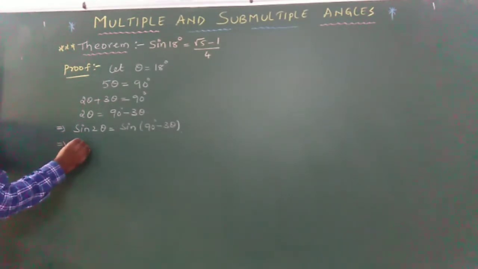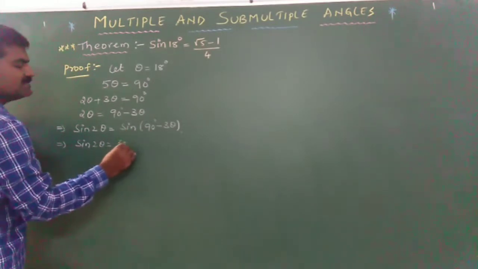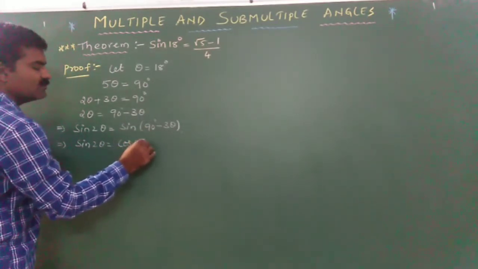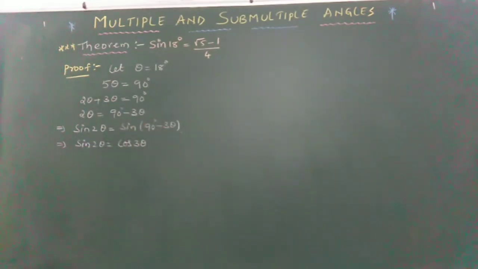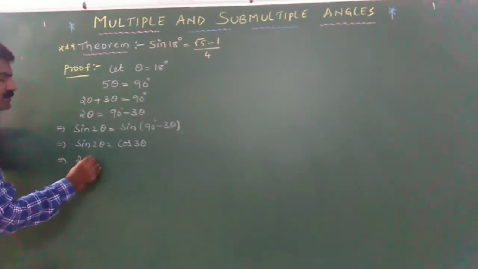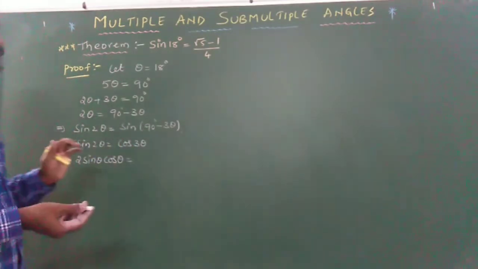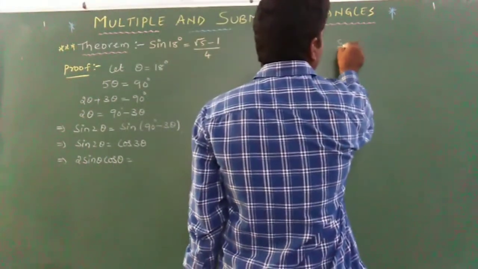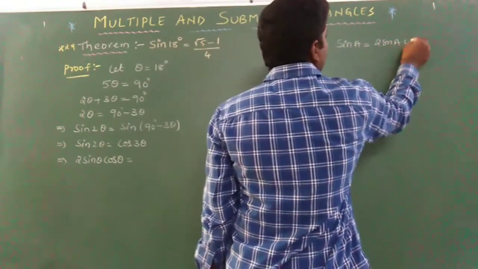So sine 2 theta is equal to, because of 90, sine changes into cos, which is cos 3 theta. Because it is anyhow the first quadrant, all are positive. Now apply the formula of sine 2 theta. You know, sine 2 theta is nothing but 2 sine theta into cos theta. We derived it actually in terms of A: sine 2A is nothing but 2 sine A into cos A.